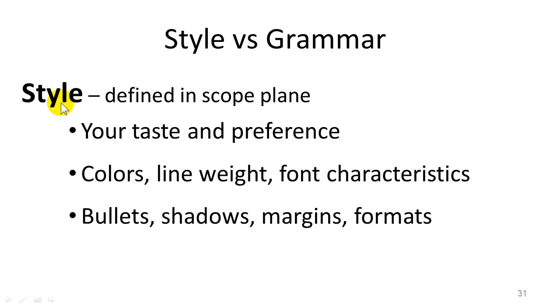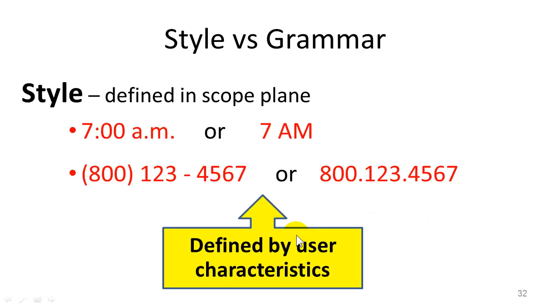We looked at the style in the scope plane with respect to your taste and preferences: colors, line weights, font characteristics, bullets, shadows, margins, etc. So this is your style. Style is not necessarily the same as grammar. You want to be consistent in your style. If you were writing 7 o'clock in the morning, how are you going to write it? If you were going to write a phone number, how are you going to write it? You need to decide this, and you need to be consistent.